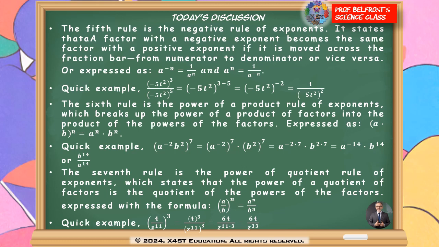Just a quick example for you. We have the expression 4 over z to the 11th, and this is raised to the power of 3. Then we can apply something like a distributive property: we apply the exponent to every term of the numerator and denominator. So we have 4 cubed over z to the power of 11, cubed again. Then this is equal to 64 over z to the 11 times 3. So we are left with 64 over z to the 33.